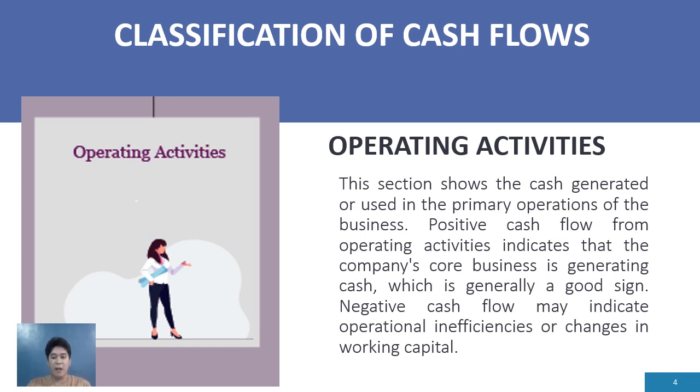The positive cash flow from the operating activities indicates that the company's core business is generating cash, which is generally a good sign. However, if there is a negative cash flow, it indicates that there are operational inefficiencies or the business is technically not generating a profit from its operation.